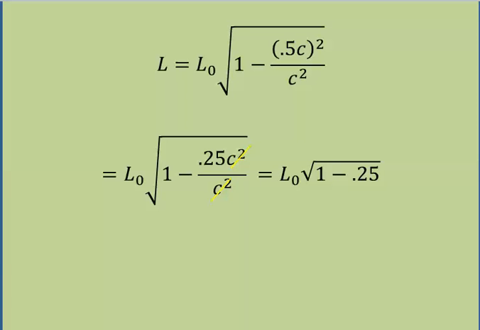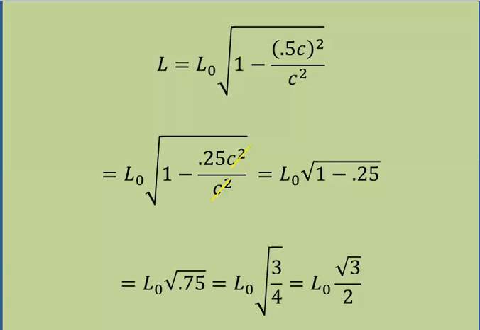A real number, finally a real number, right? And 1 minus 0.25 is 0.75. Now, 0.75 is 3/4. And so the square root of 0.75 is the square root of 3/4, which is the square root of 3 over 2. And notice that the L naught, the length of the ship, just gets rewritten again and again and again. Except for rewriting it, you pretty much ignore it.